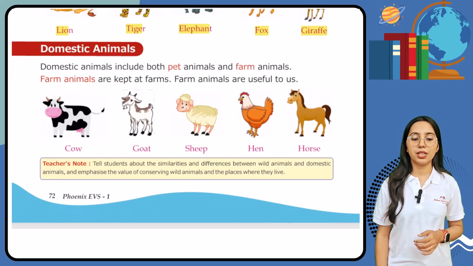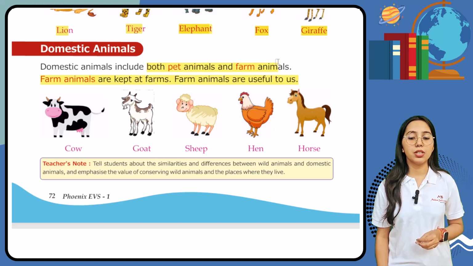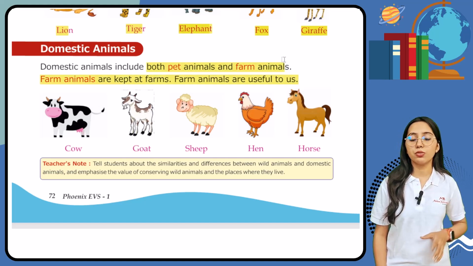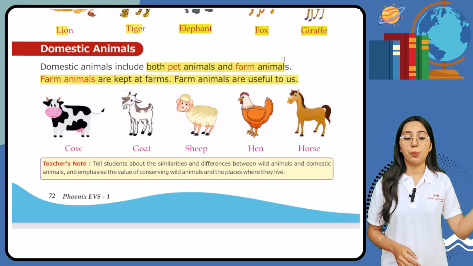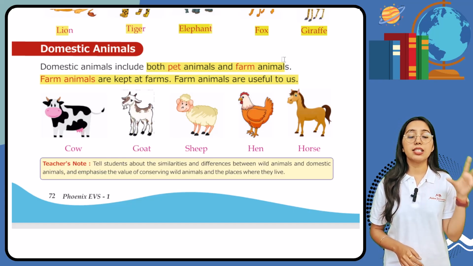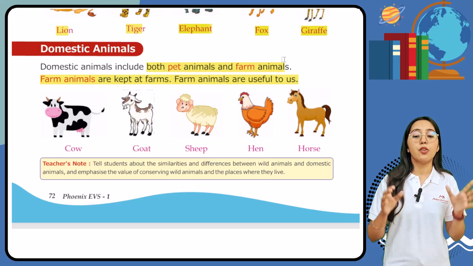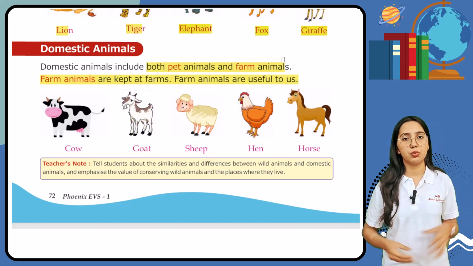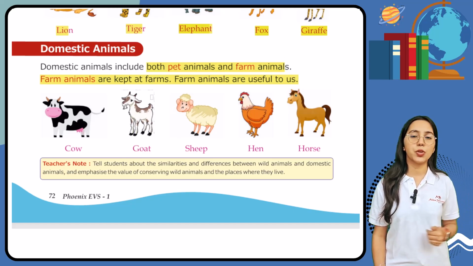Then we have domestic animals. Domestic animals include both pet animals and farm animals. Now students, what happens? In the case of domestic animals, we have both pet animals and farm animals, right? Farm animals are animals that are kept at farms. Farm animals are useful to us. And why are they useful to us? From the examples, we are going to understand this thing.